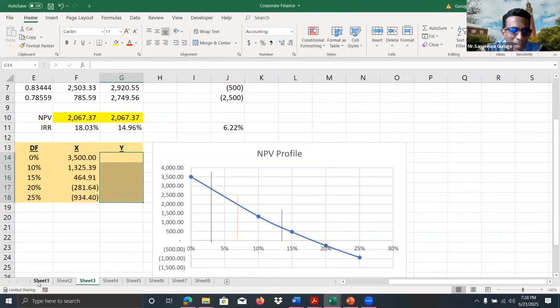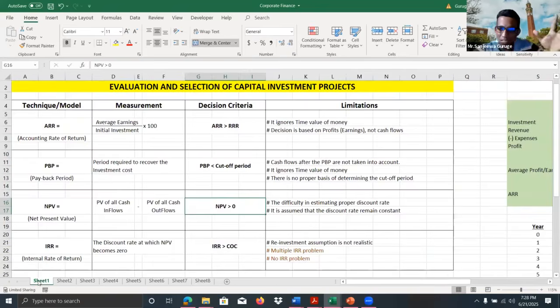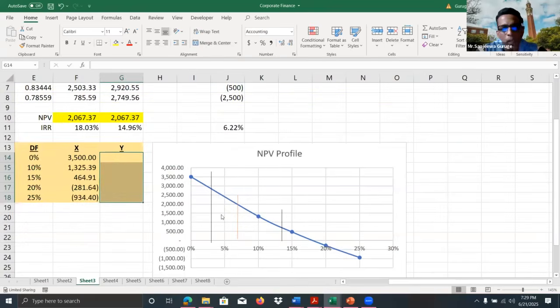So the NPV profile's decision criteria is the same. The only thing is that it shows very clearly the way NPV changes. Therefore, it helps to identify the net present value at different discount rates, right? The criteria is the same, and here it shows much more clearly.